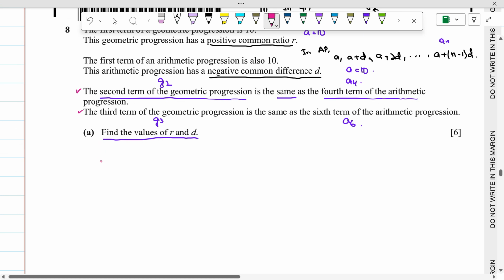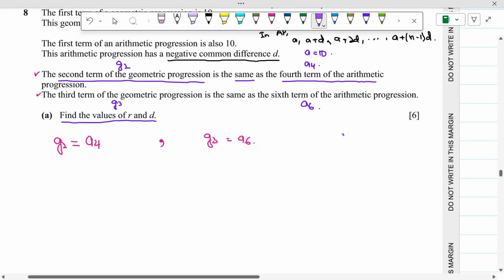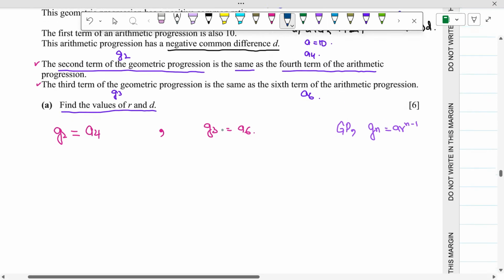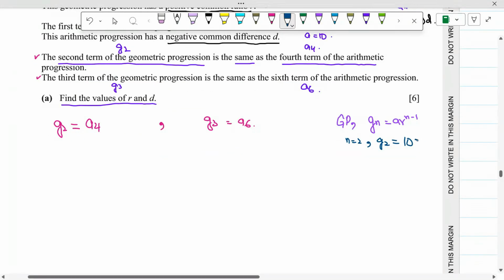It is given that the second term of the geometric progression is equal to the fourth term of the arithmetic progression. Similarly, the third term of the geometric progression is equal to the sixth term of the arithmetic progression, which means g3 is equal to a6. Now we know that the nth term of geometric progression, gn, is ar to the power of n minus 1. We need to find g2 and g3. So when n is 2, g2 is equal to a, which is 10, times r to the power of 2 minus 1. So g2 is equal to 10r.